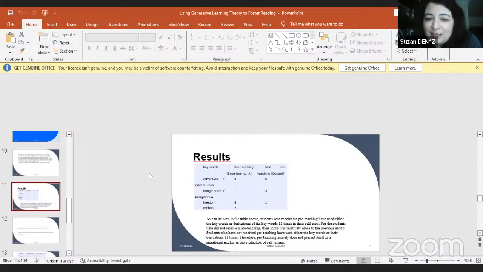So as can be seen, students who received the pre-teaching used either the keywords or derivations of the keywords 12 times in their self-test. For the students who didn't receive pre-teaching, their score was relatively close to the previous group. Students who had not received pre-teaching used either the keywords or their derivations 11 times. So 12 to 11, a very close number. Therefore, we found out that the pre-teaching activity does not present itself as a significant marker in the evaluation of self-testing.